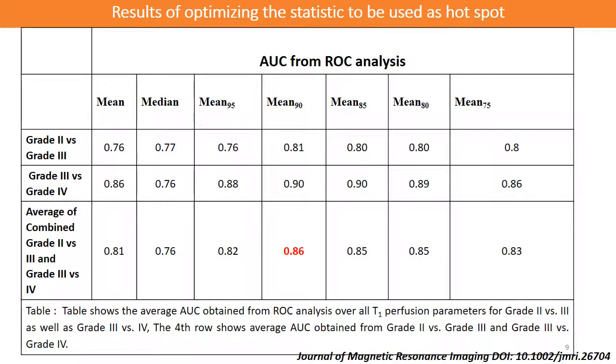7 different statistics of T1 perfusion parameters were used for optimization, which were mean, median, mean of the values above the 95th, 90th, 85th, 80th, and 75th percentile value. The statistic, which had maximum AUC averaged over both the binary classification, was finally chosen for final glioma grading. Here it was found to be the mean 90 statistic, as shown in the table of this slide.